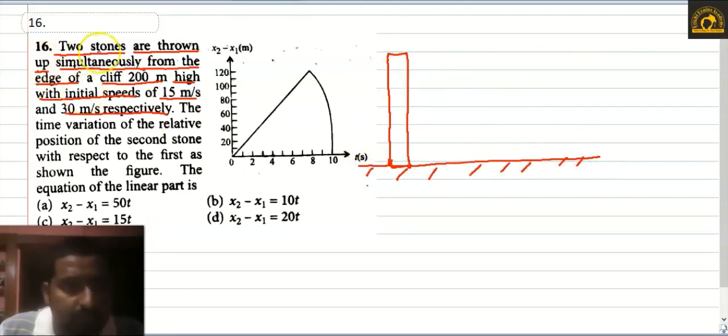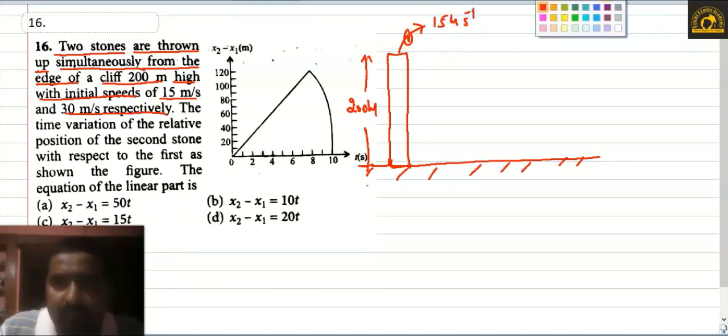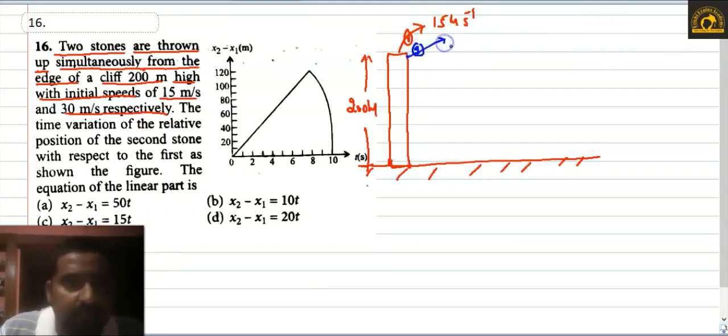Two stones are thrown up simultaneously from the ground, from a cliff of height 200 meters. The first one is thrown with a velocity of 15 meters per second, and the second one with 30 meters per second.